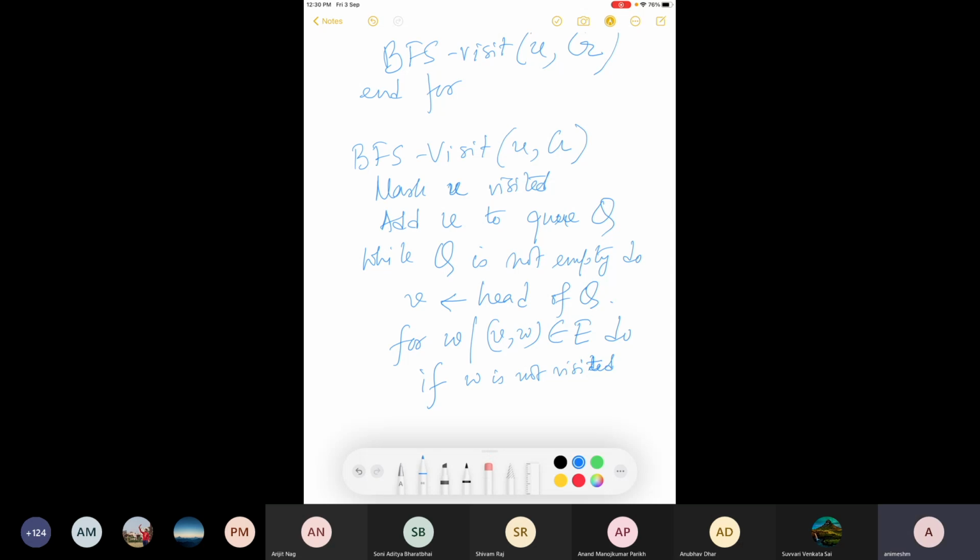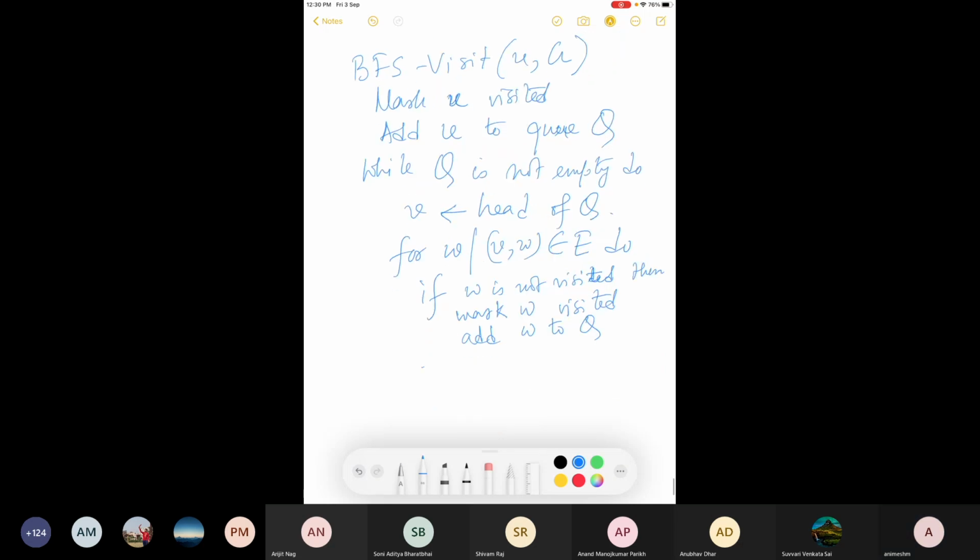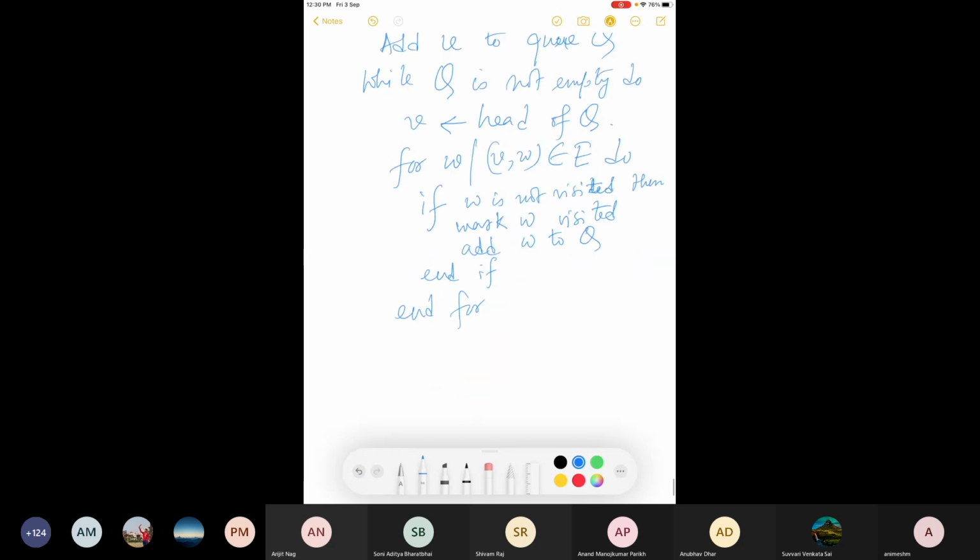If W is not visited, then first you have to mark W visited. Then add W to the queue. Once all the neighbors of V have been done and enqueued into the queue, remove V from the queue.